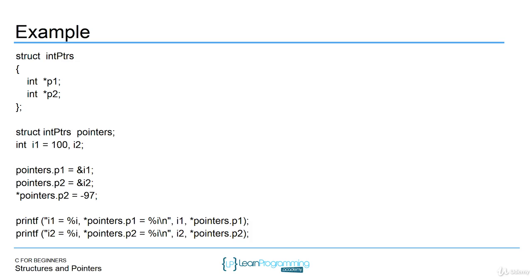And then in our two print statements, again, we want to print out the values of what P1 is pointing to. So we dereference it, same with P2. And then we want to also print out, again, the values of what pointers is pointing to.